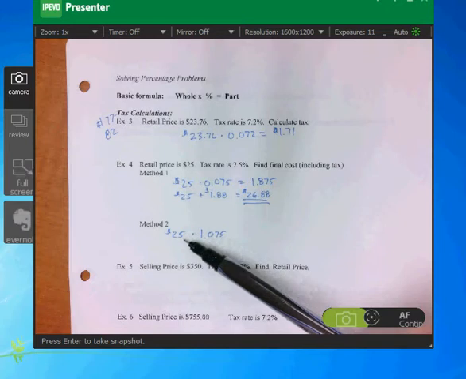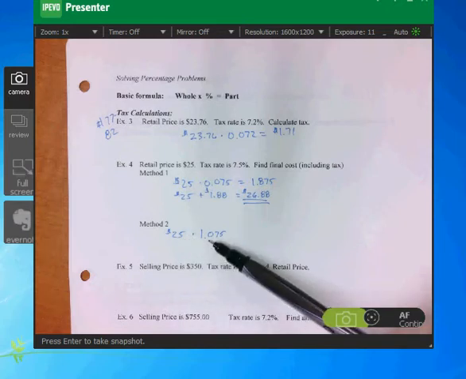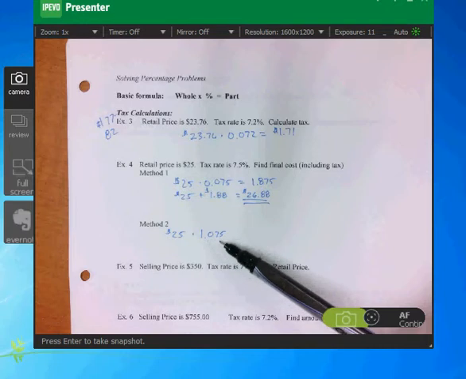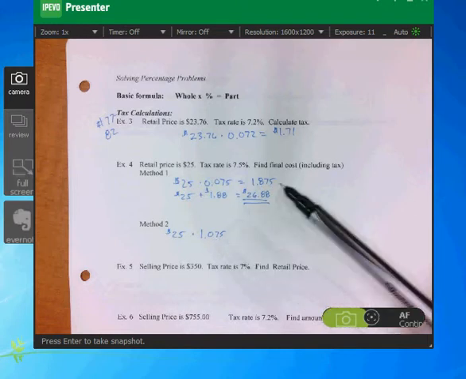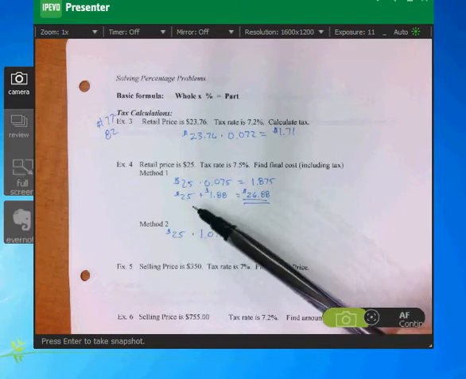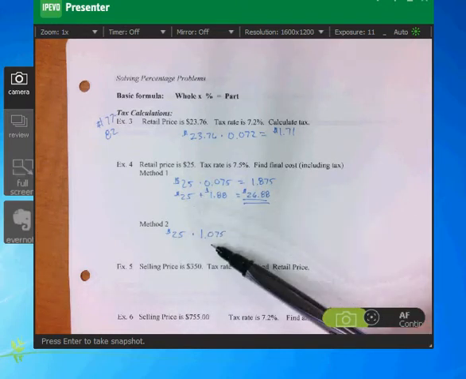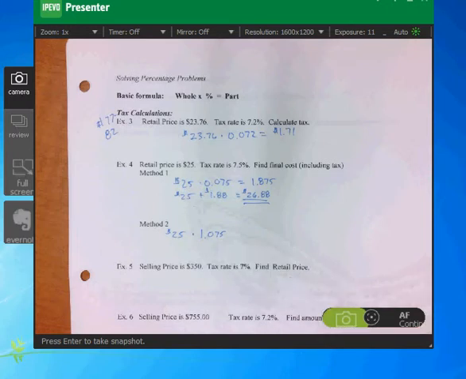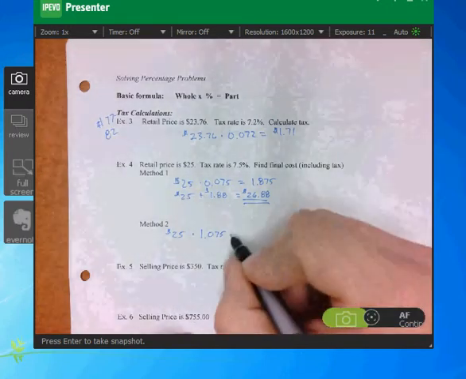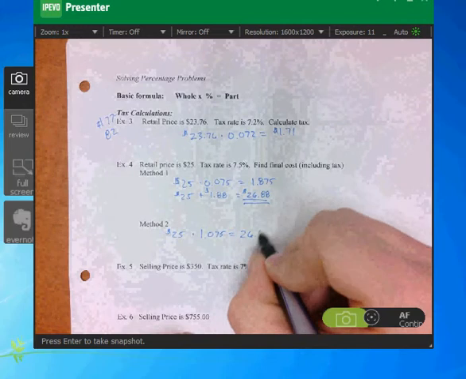So if we take our $25, we're timesing it by the 107.5%. That's going to already figure the tax added in with our $25. So this is basically the shortcut way here, and we're still going to end up with the same answer.